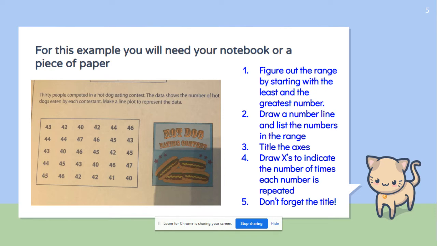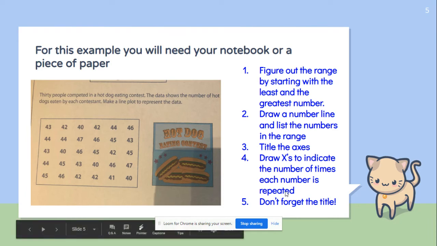So just like we did in the other example, you're going to, 1, figure out the range by starting with the least and the greatest number. So you want to think about the least number that's here and the greatest and develop your range. You're going to draw a number line and list the numbers in the range straight across. You want to title the axis. You're going to draw X's to indicate the number of times each number is repeated. And don't forget the title.